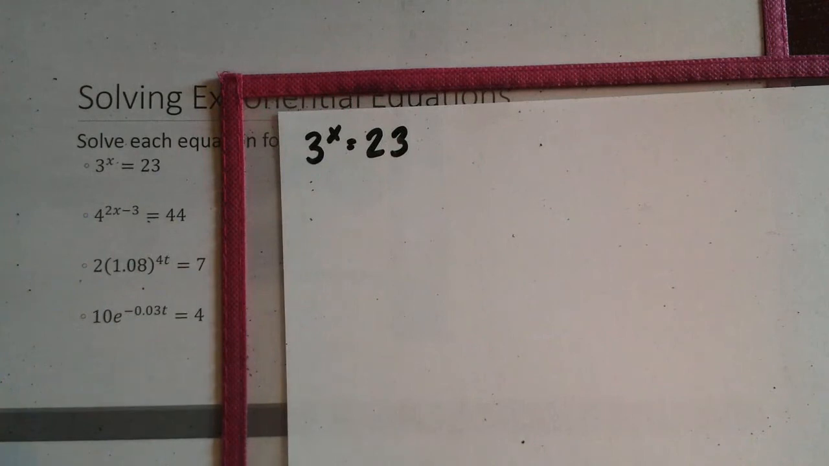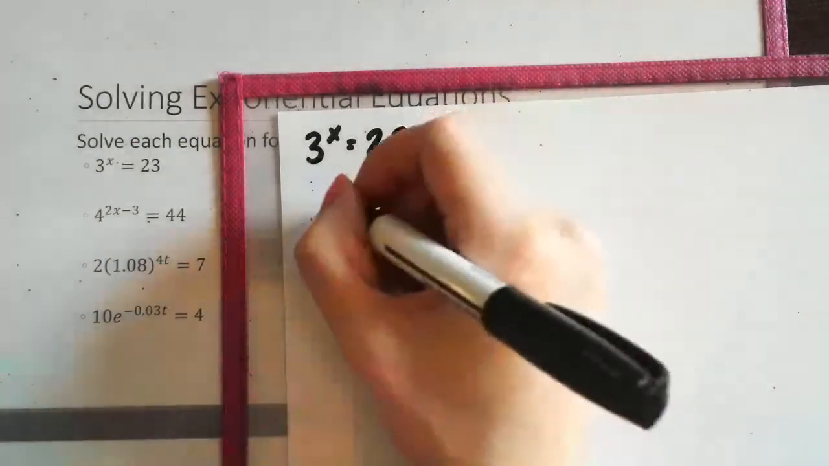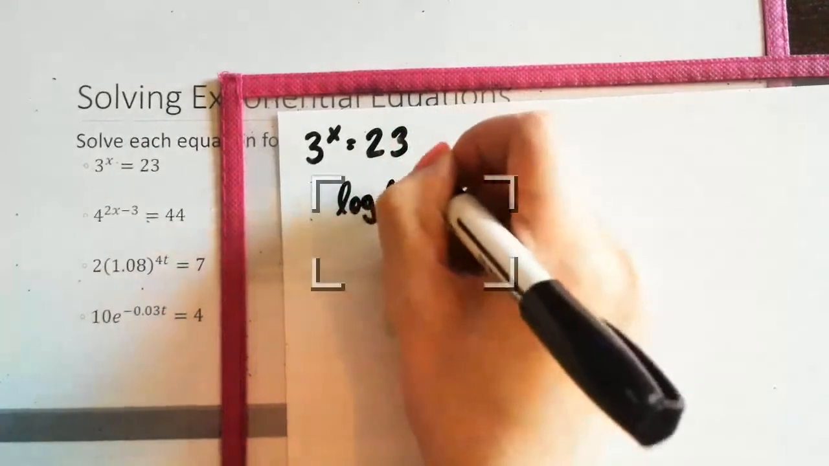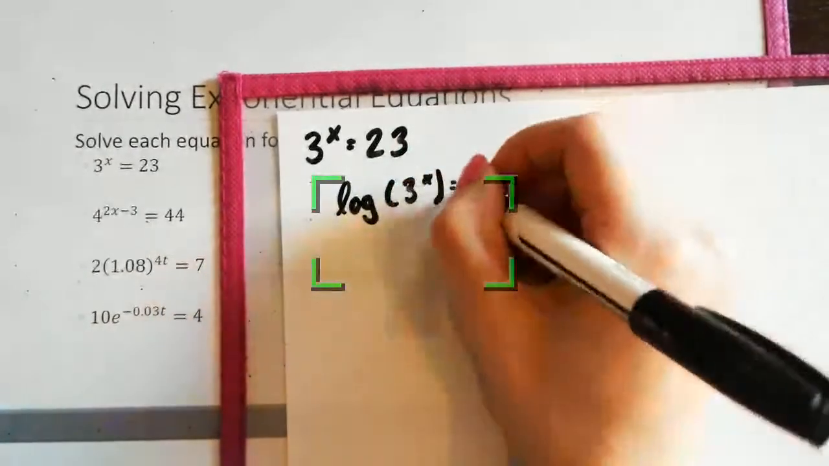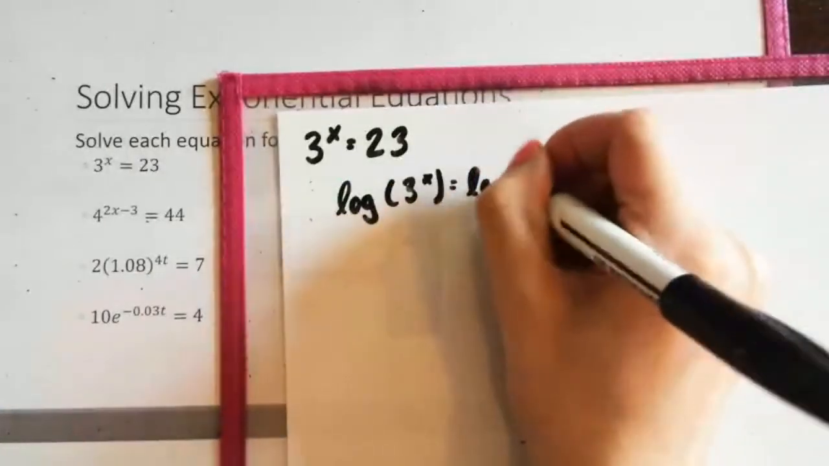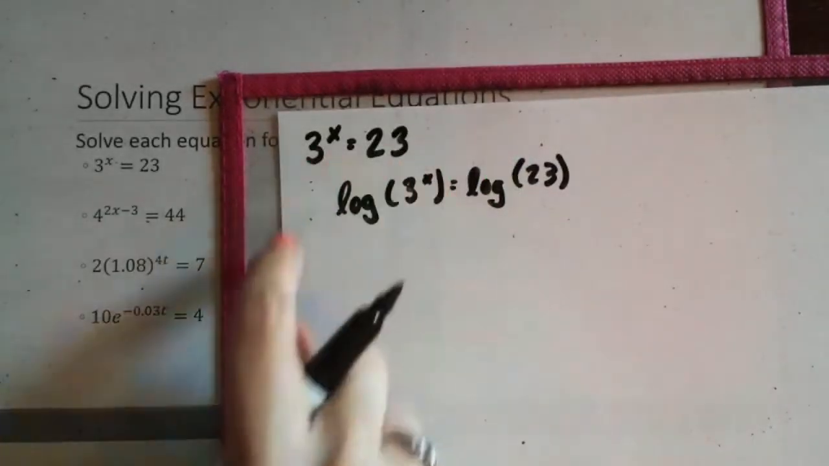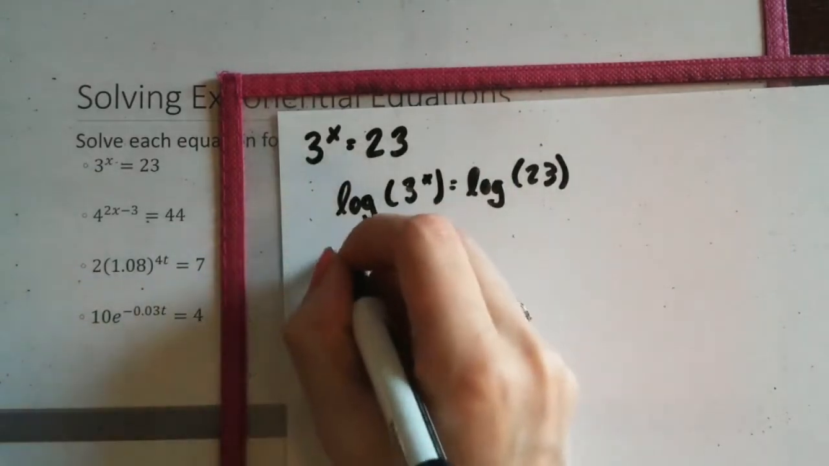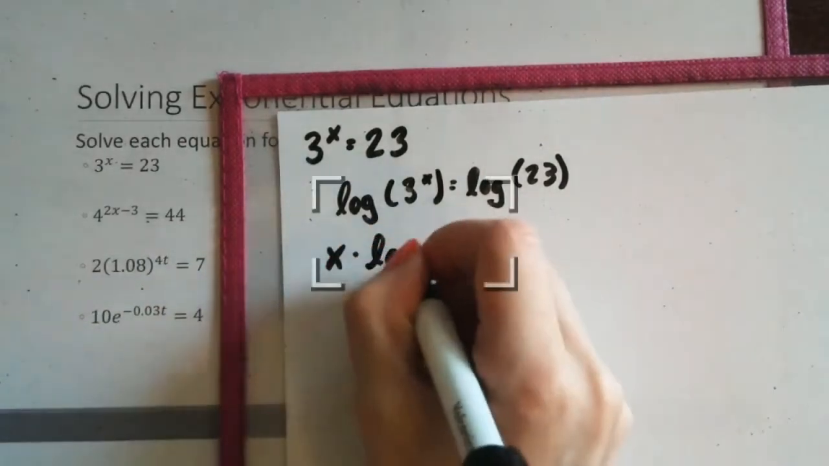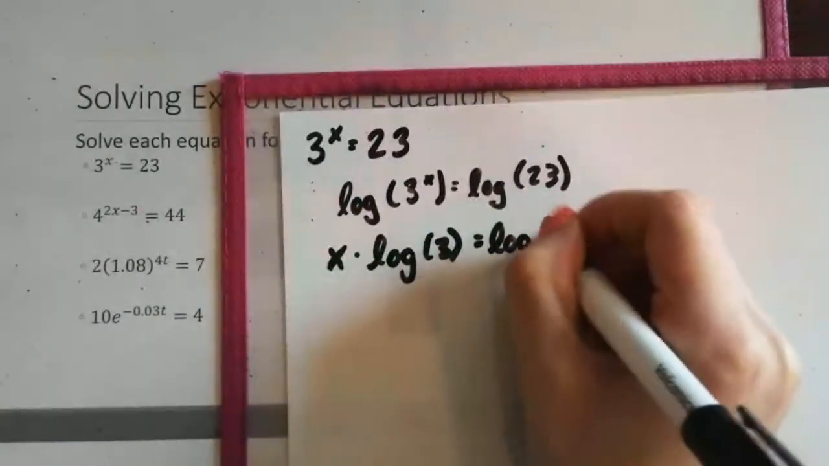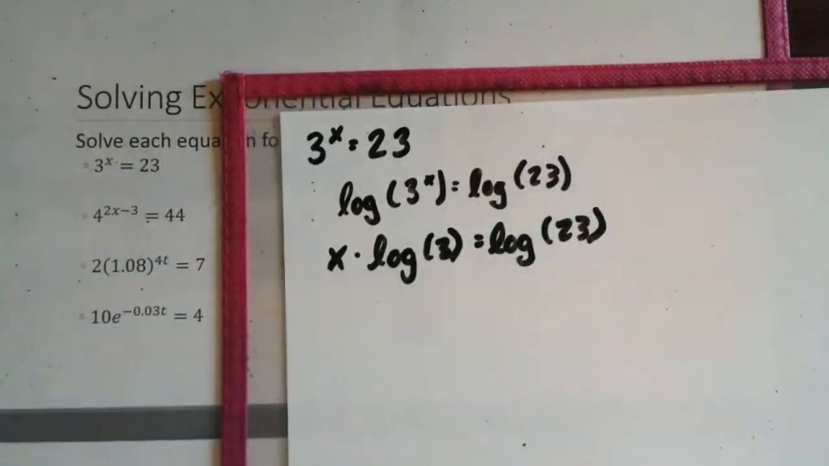It doesn't matter if you take the common log or the natural log. Whatever you do, it's totally fine. If we do common log, then we'll have the log of 3 to the x is equal to the log of 23. Amanda's favorite log rule says that exponent can now move out front, and we will have x times the log of 3 is equal to the log of 23.